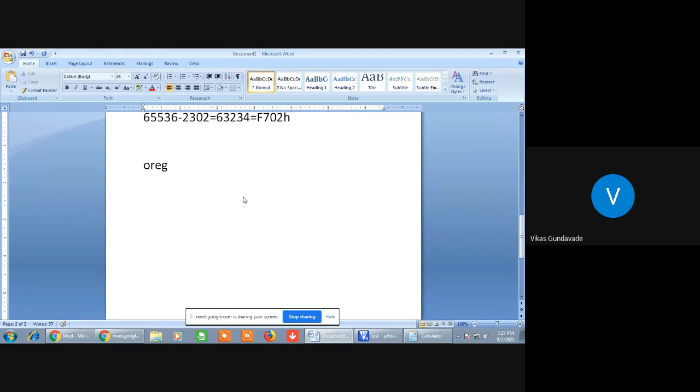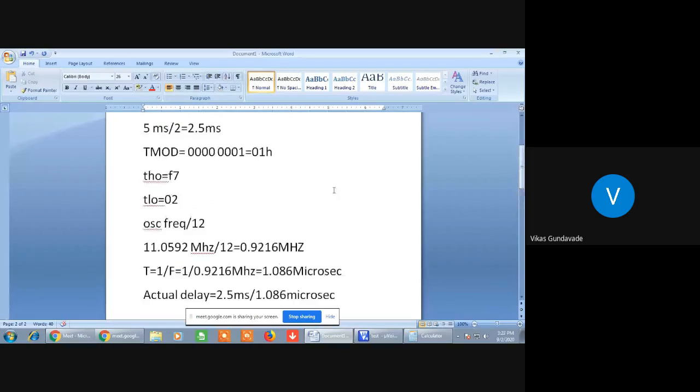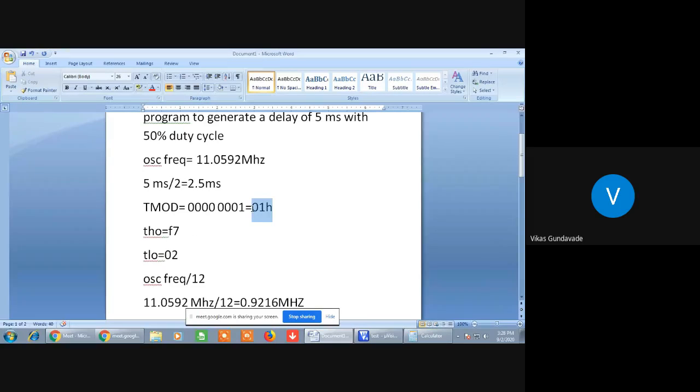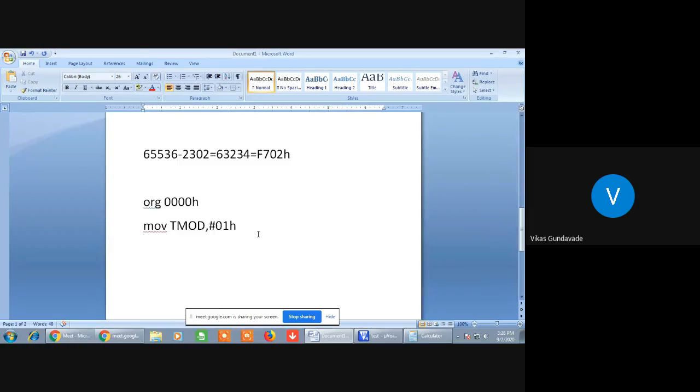Okay. Now here we will write the program. First is ORG 0000H. Then MOV TMOD, #01H. Why #01H? Because here we have taken the value into the TMOD as 01. So we have transferred the contents into the TMOD, 01.